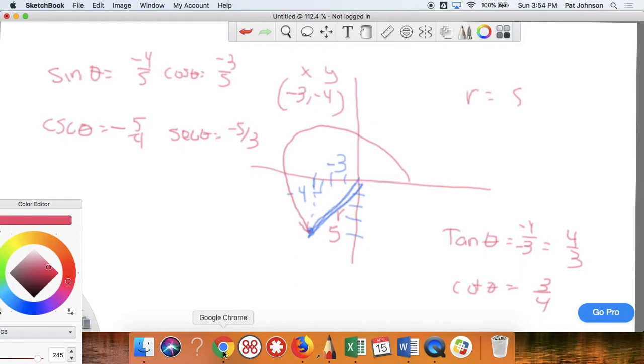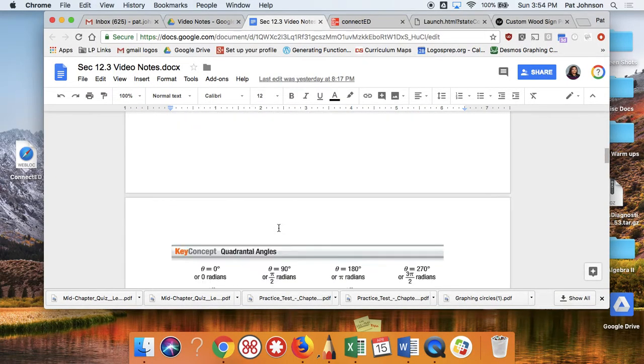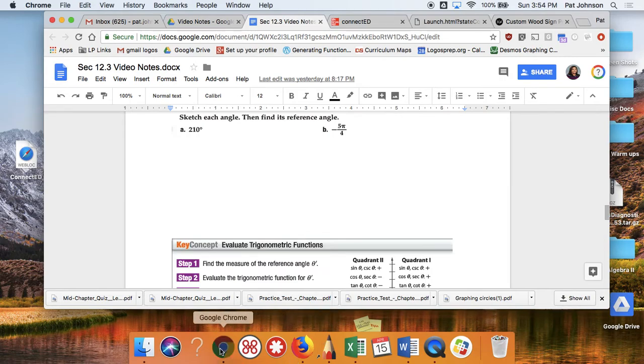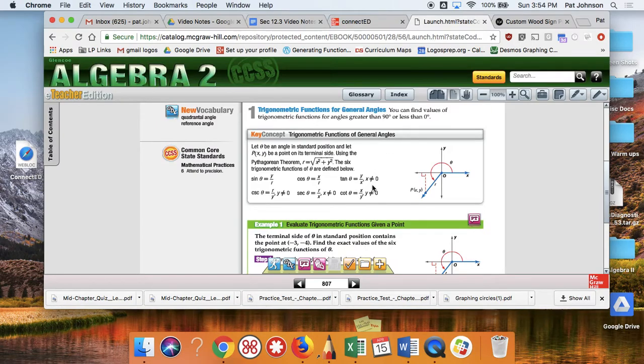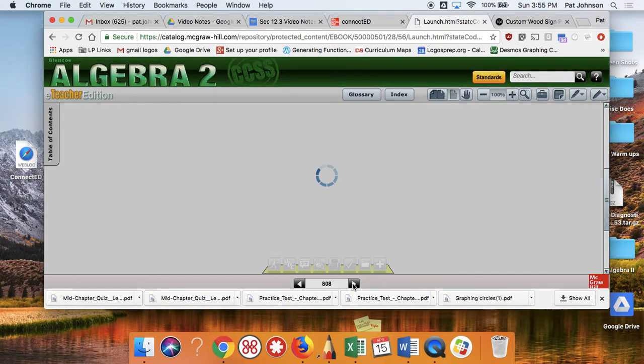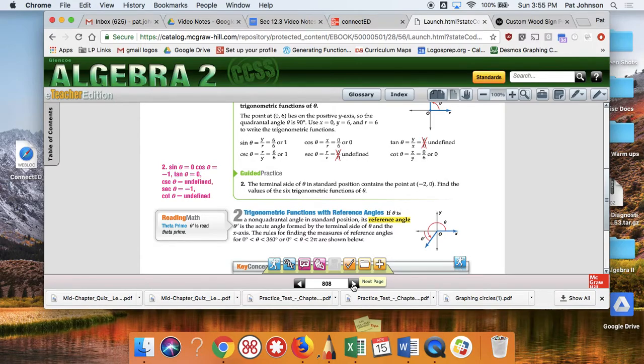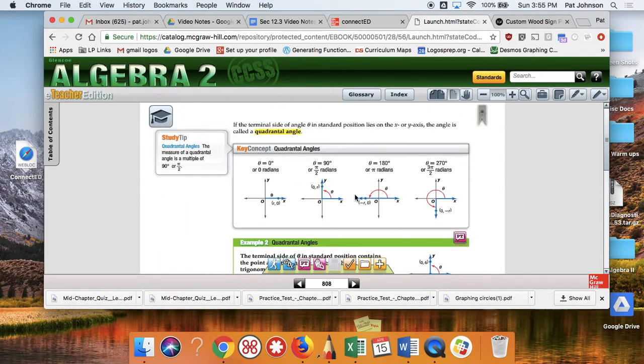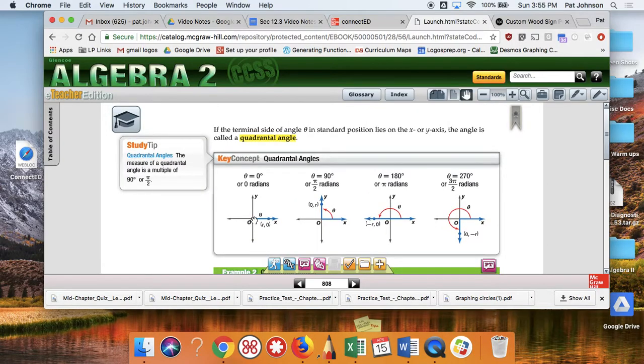Now, quadrantal angles. What are those? That's our first vocabulary. A quadrantal angle, by definition, is when the terminal side of an angle in standard position is on the x or the y-axis. For instance, look here. This is 0 degrees, so the terminal side is on the x-axis. This is 90 degrees, so the terminal side is on the y-axis. This is a 180 degree angle, so the terminal side is on the x-axis. And this is 270 degrees, with its terminal side on the y-axis.